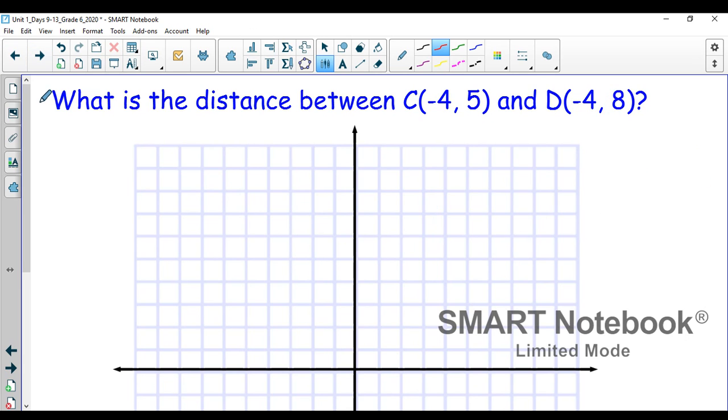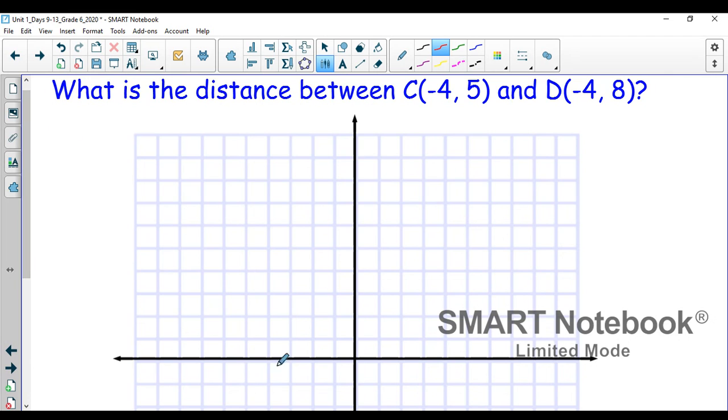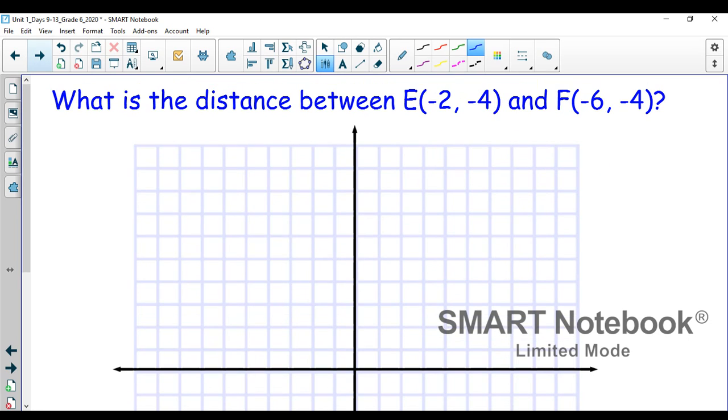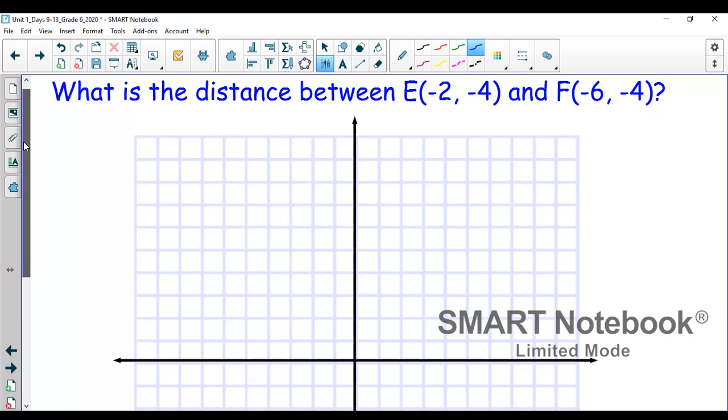Second example, and we're going to be in a different quadrant this time. (-4, 5). So I go to the origin, left 4, 1, 2, 3, 4, up 5, 1, 2, 3, 4, 5. That point is located right here. And then (-4, 8), always to the origin, 1, 2, 3, 4, up 8, 1, 2, 3, 4, 5, 6, 7, 8. And again, in this case, it just so happens 1, 2, 3, that these 2 points are 3 units apart.